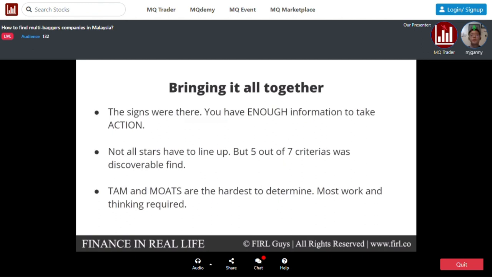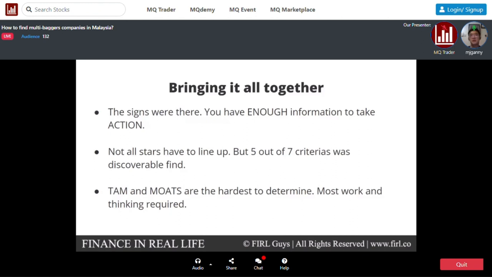So to really conclude and bring everything all together, right? All these signs are something that you can actually figure out, before most of them, not all to be fair. You have enough information beforehand to take action. And this is not insider information, right? The second thing is not all stars have to line up, right? Just 5 out of 7 criteria is discoverable and good enough, right?